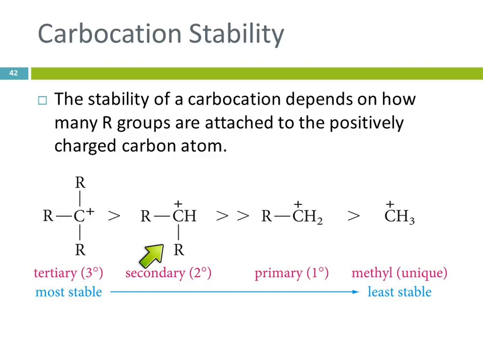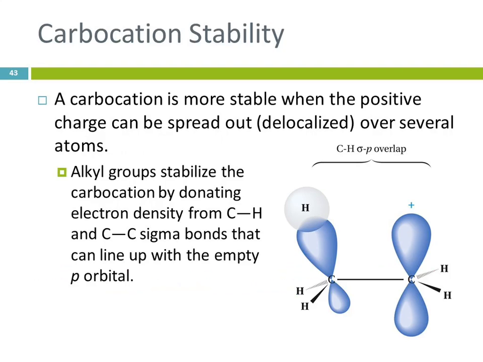It's got 2 R groups. A primary carbocation has 1 R group, and if it has no R groups, it's going to be a methyl carbocation. And this is not given a primary, secondary kind of thing because it's unique. It's the only one. But this is going to be the least stable. What stabilizes the carbocation is when that positive charge can spread out. We call that delocalization, when it can spread out over several atoms.